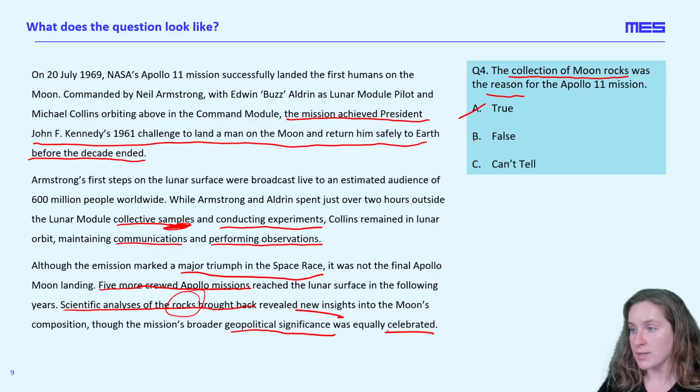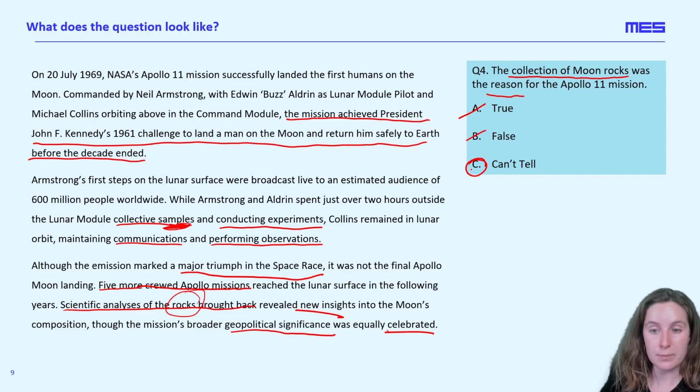We also can't say it's false because we don't really know what the main goal was. It seems like President Kennedy's goal was to land a man on the moon. We don't know about the astronauts' main goal for this mission, or why they wanted to go to the moon in the first place. So we also can't say that it's false because we know that they did spend time collecting samples. Here we have to choose can't tell, because we can't say definitively yes or no that collecting moon rocks was the reason for the Apollo 11 mission.